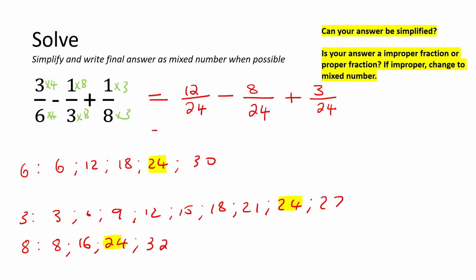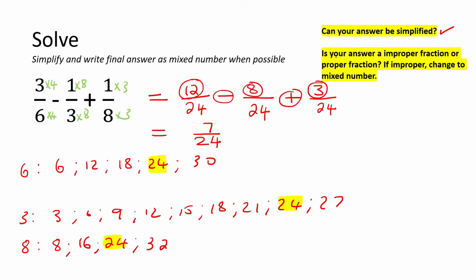Now it's easy. We know that when these 3 are all the same, that's a good thing. Now we can just add and subtract. So the final answer will have a 24 at the bottom. And so what is 12? Now you just go from left to right. What is 12 minus 8? That's 4. What is 4 plus 3? That's 7. Now, can your answer be simplified? Is there a number that can go into 7 and 24? No, there isn't. Okay, so the answer is simplified.